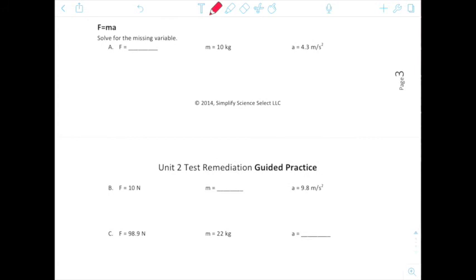Looking at force equals mass times acceleration, solving equations for this. When we're looking at this, it's just F equals ma. M is mass, A is acceleration. So on the first one, it's just our mass times our acceleration. So 10 times 4.3 is going to give us 43, and our unit for force is newtons.